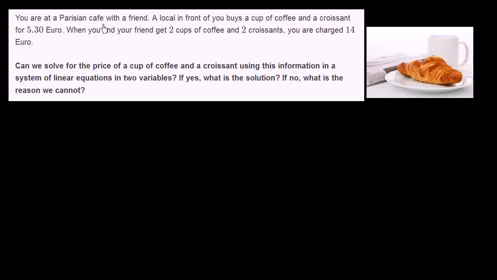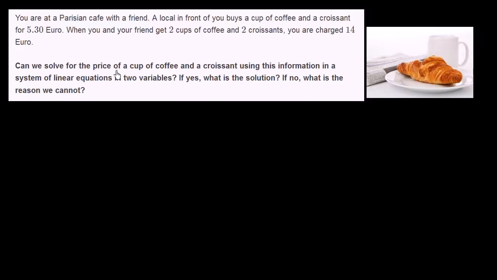You are at a Parisian cafe with a friend. A local in front of you buys a cup of coffee and a croissant for $5 or 5.30 euro. When you and your friend get 2 cups of coffee and 2 croissants, you are charged 14 euro. Can we solve for the price of a cup of coffee and croissant using the information in a system of linear equations in 2 variables? If yes, what is the solution? If no, what is the reason we cannot?